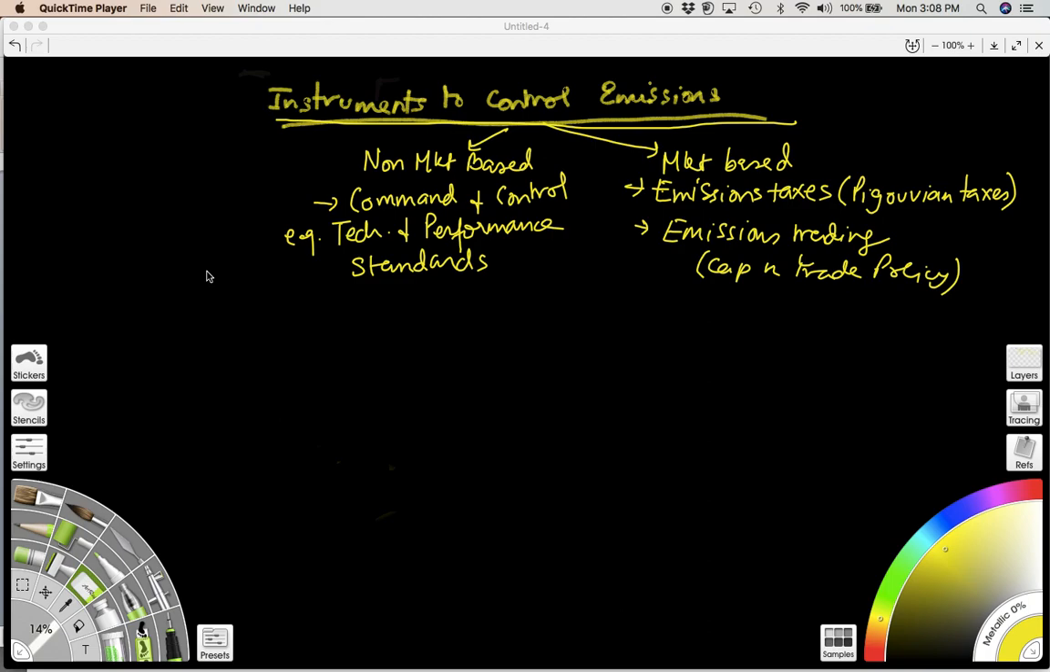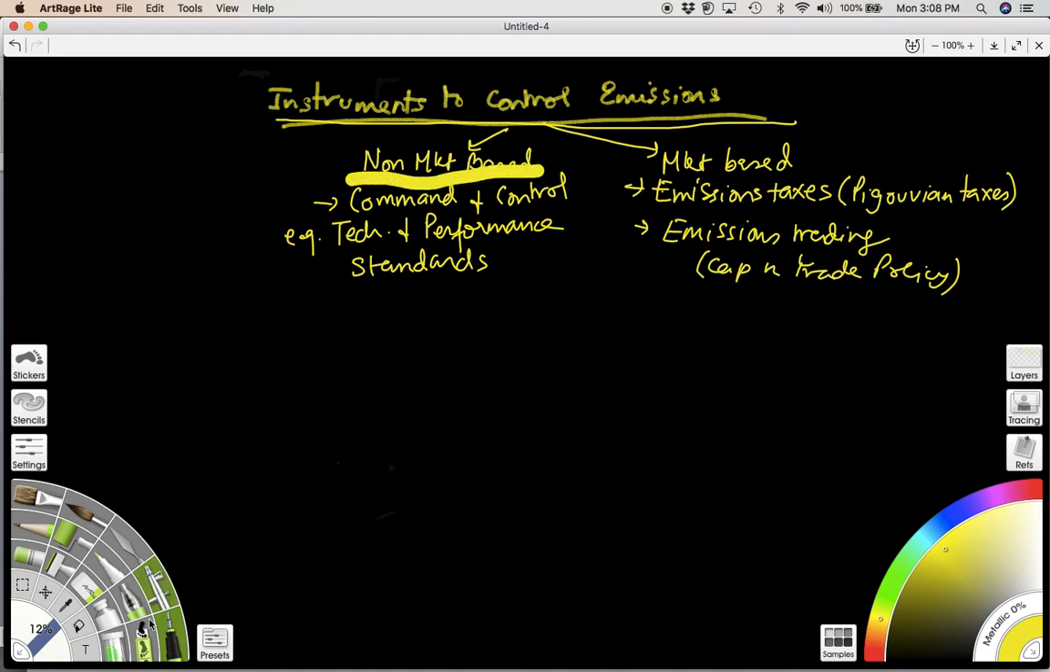So to begin with, we acknowledge that the instruments to control emissions, for example, could be classified under two heads. So one is the non-market based instrument, right? And the other is the market-based instrument.